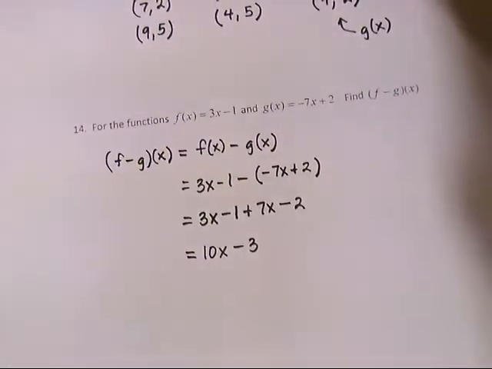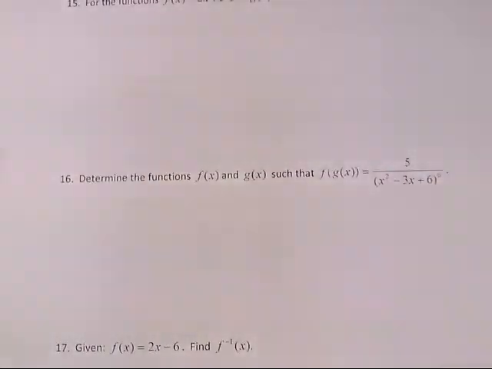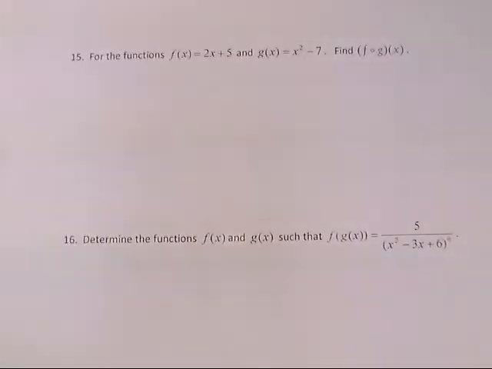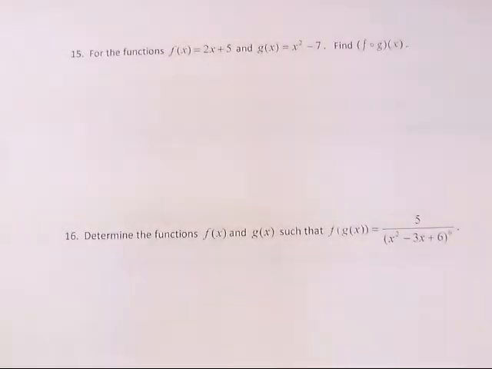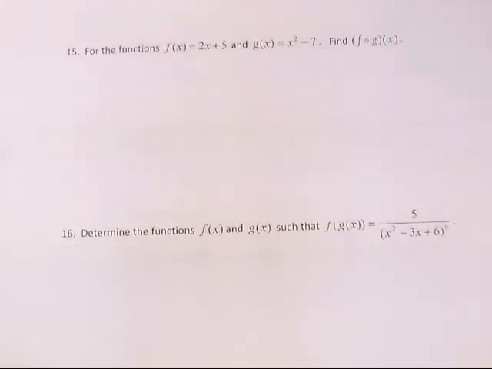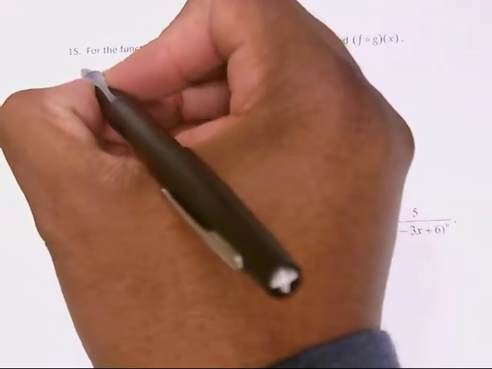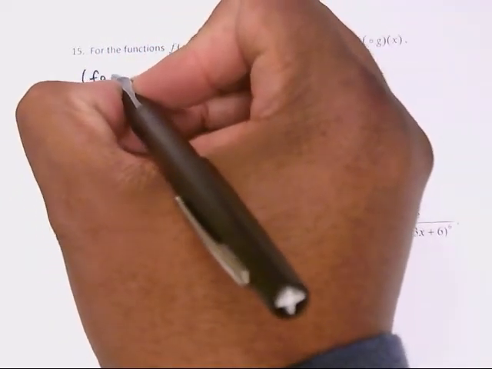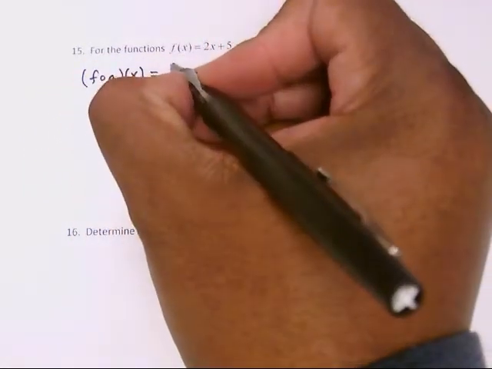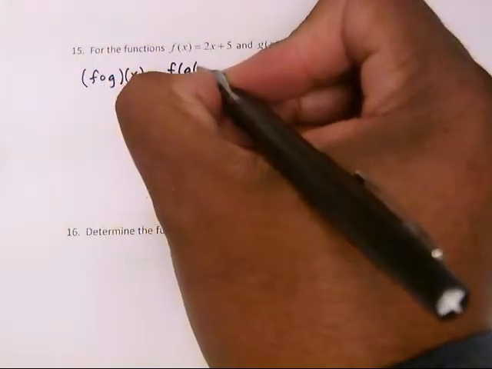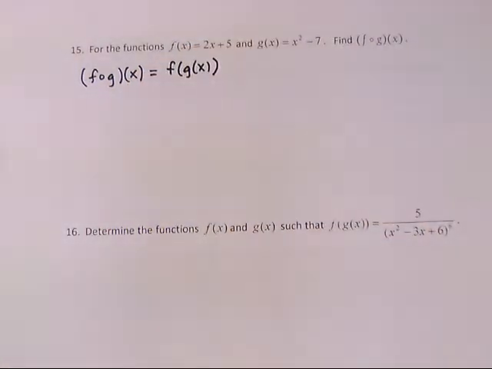Alright, problem number 15. It's the composition of two functions here. Here we've got f of x equal to 2x plus 5 and g of x equal to x squared minus 7. And we want the composition of f with g of x, or f circle g of x as I would call it. And that simply means this, f of g of x.